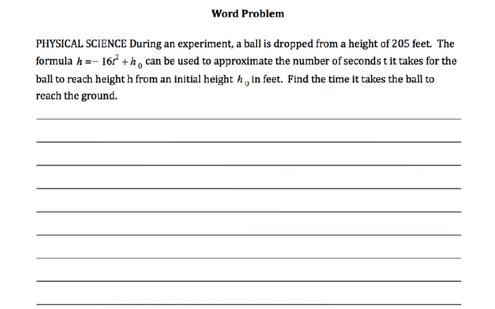Physical science. During an experiment, a ball is dropped from a height of 205 feet. The formula h is equal to -16t squared plus h sub 0 can be used to approximate, to get close to, the number of seconds t it takes for the ball to reach height h from an initial height h sub 0 in feet. Find the time it takes the ball to reach the ground.